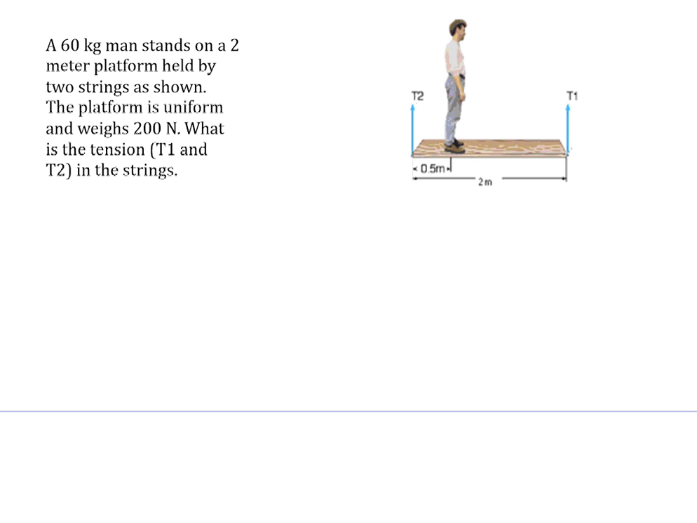So the first thing to do is draw all the forces acting on the system, being the plank. There's a force here because the guy's standing here. And 60 kilograms, this is 60 times g. Let's use 10 for g, so it'll be 600 newtons. There's also a force here right in the center, and that's equal to the weight of the platform, which they tell you is 200 newtons. So given this, what are the readings of T1 and T2?